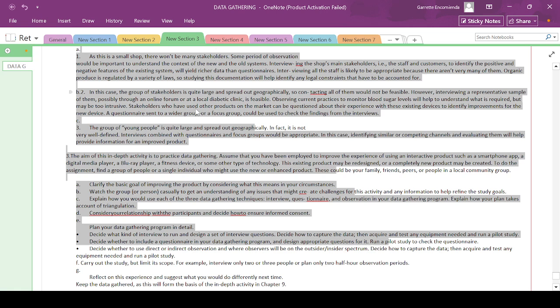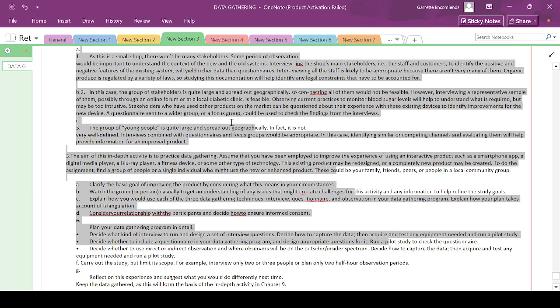In this case, the group of stakeholders is quite large and spread out geographically, so contacting all of them would not be feasible. However, interviewing a representative sample of them, possibly through an online forum or at a local diabetic clinic, is feasible. Observing current practices to monitor blood sugar levels will help to understand what is required but may be too intrusive. Stakeholders who have used other products on the market can be questioned about their experience with this existing device to identify improvements for the new device.